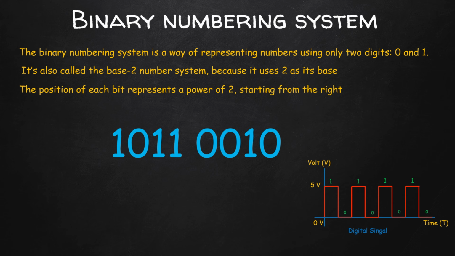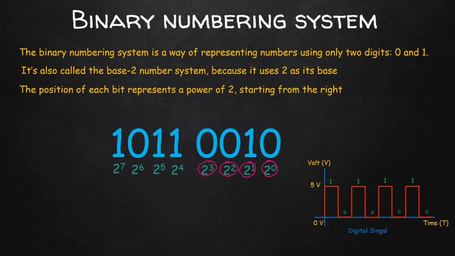The position of each bit represents a power of 2 starting from the right. So in the binary numbering system, each bit represents a power of 2, also starting from the right. Here you can see from the right side, the first bit represents the value of 2 power of 0. The second bit is 1 and it represents 2 power of 1. The third bit is 0, it represents 2 power of 2. The fourth one is 0 again, it represents 2 power of 3.